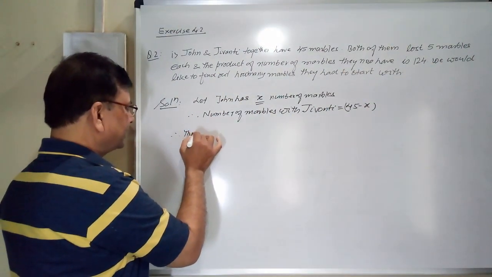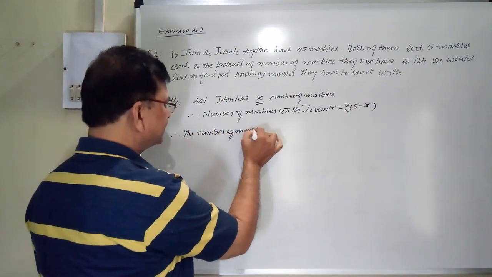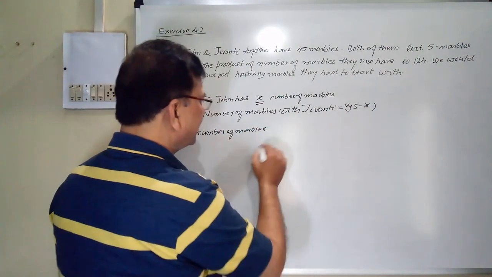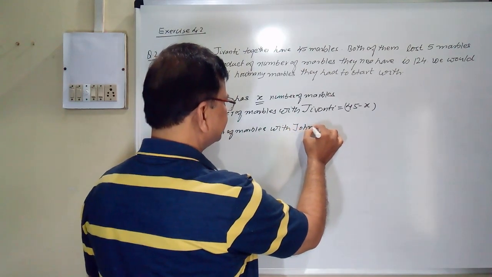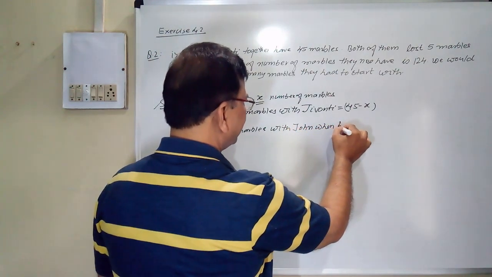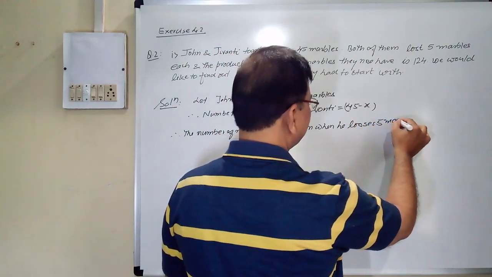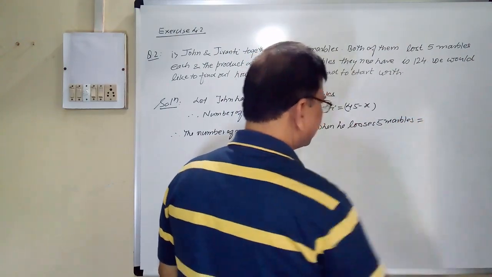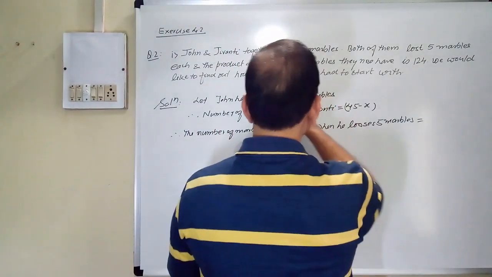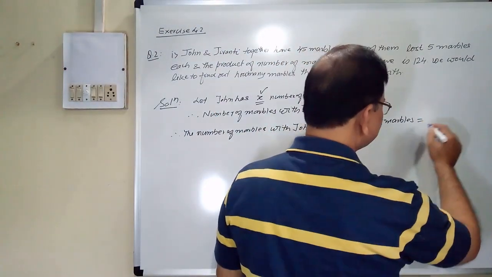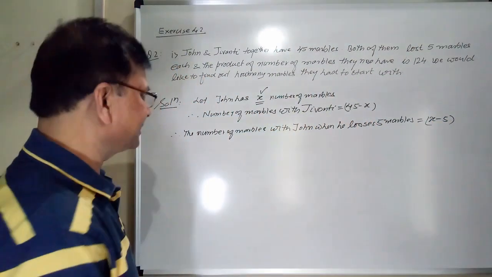Therefore, the number of marbles with John when he loses 5 marbles, means whatever marbles he had, he has lost 5 marbles. So remaining: X was the number of marbles in the beginning. So after losing 5 marbles, he has X minus 5 marbles.